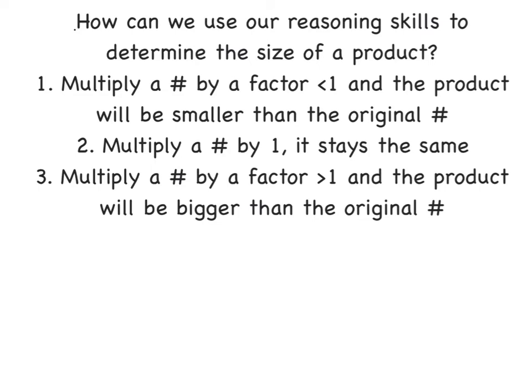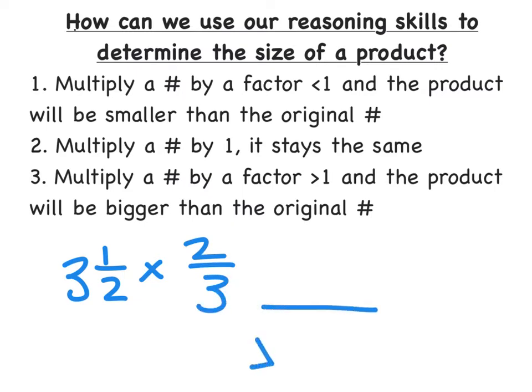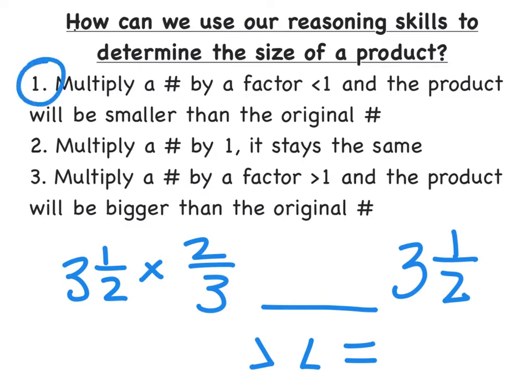I'm going to show you an example of each to help this make a bit more sense. So if I had 3.5 times 2/3, and I want to know, is this going to be bigger than, less than, or equal to the number I started with, 3.5? This would be rule number 1 right up here. If you multiply a number by a factor less than 1, so I'm multiplying by 2/3, the product will be smaller than the number that you started with. So I started with 3.5, I multiplied by something less than 1, 2/3, so my product should be less than 3.5, the number that I started with.